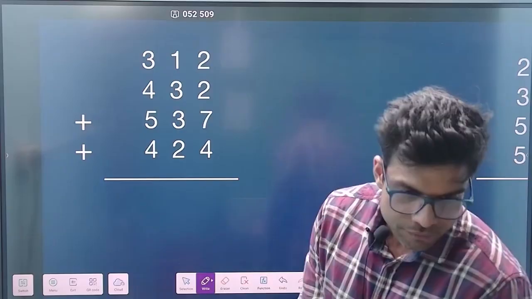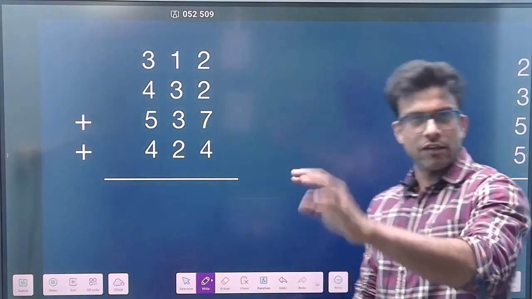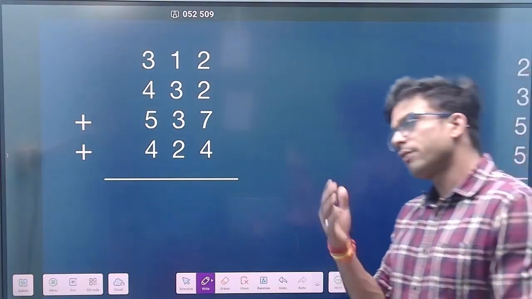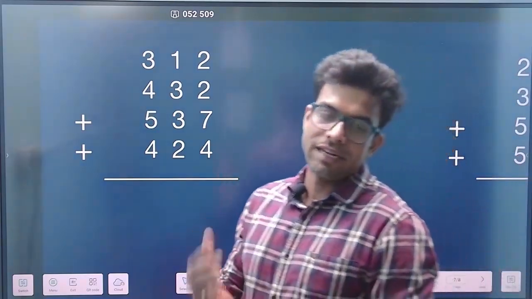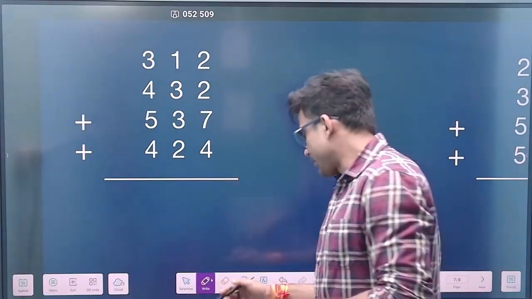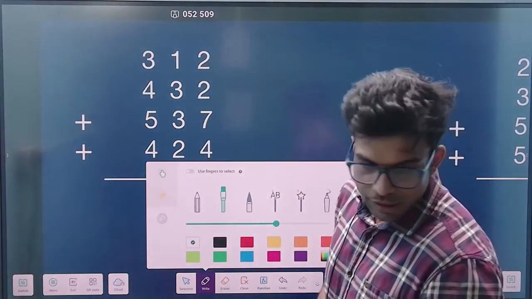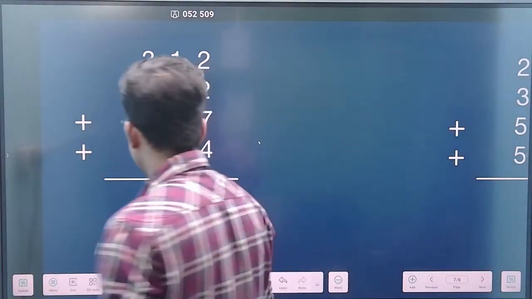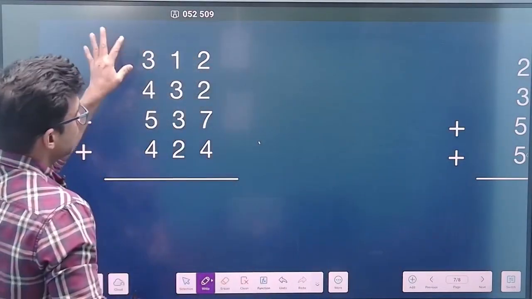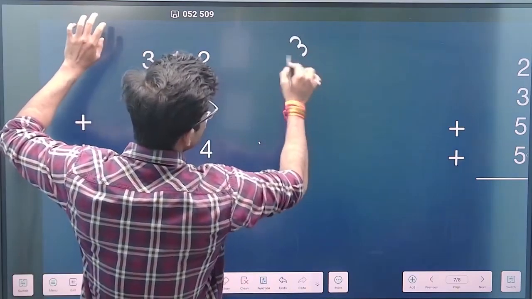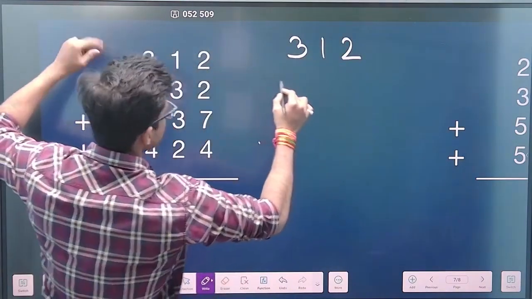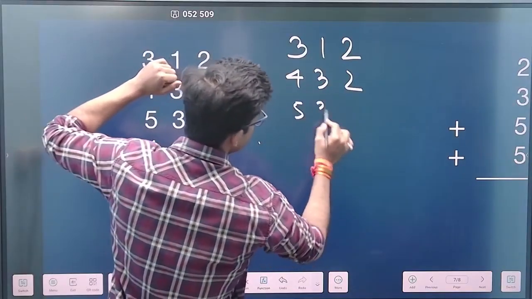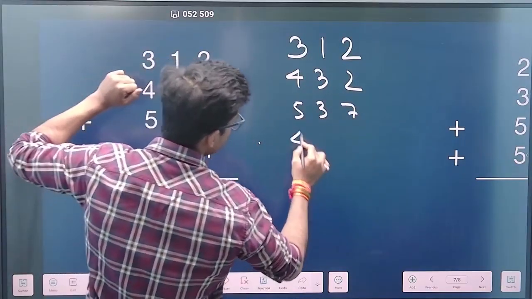Try it fast. I am saying you can solve any of the problems, whether 3 digit, 4 digit, 6 digit, 7 digit or 8 digit. I hope you are solving on your own. If not, let me come to the question. I'll write it in a separate way so it is clearly visible. The numbers are 312, 432, 537, and the last one is 424.